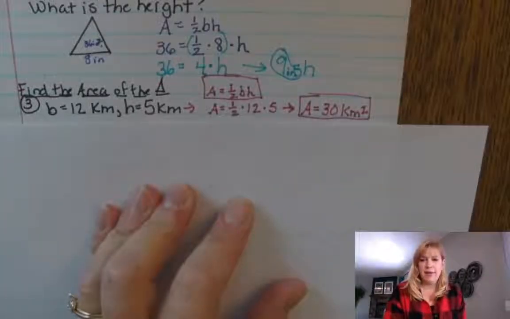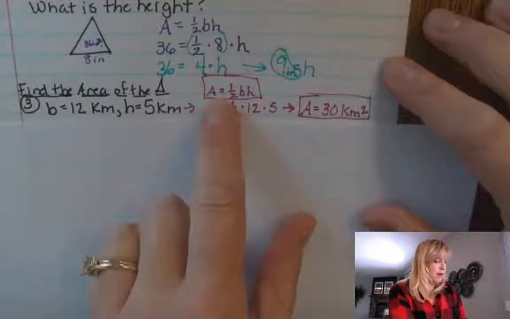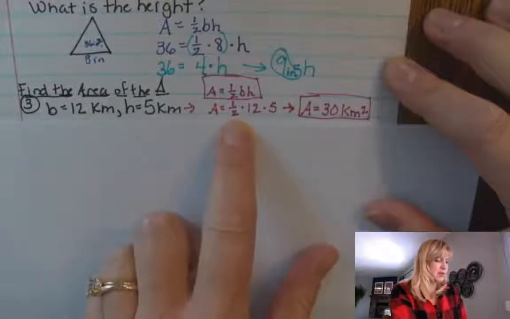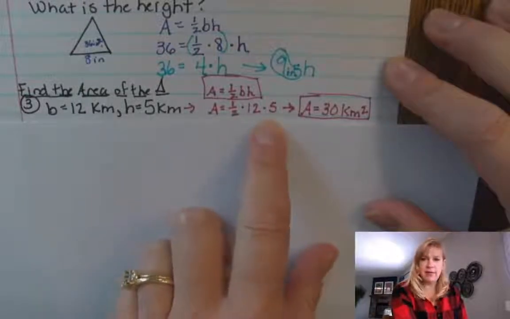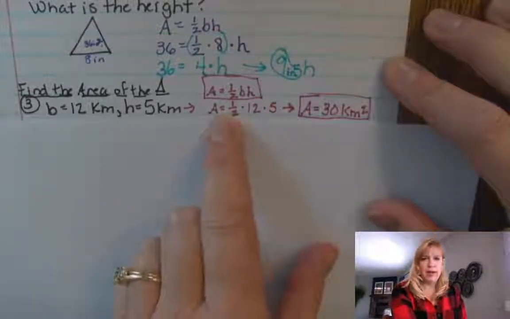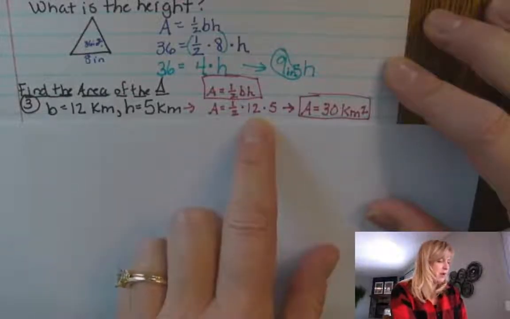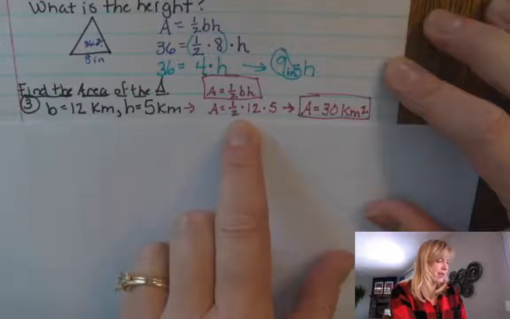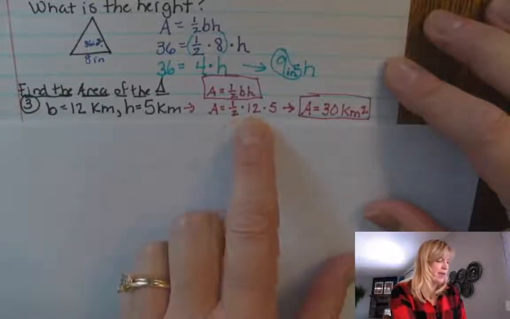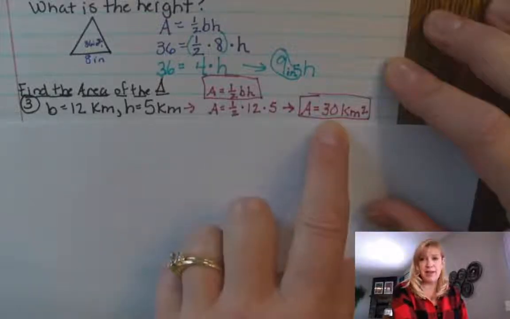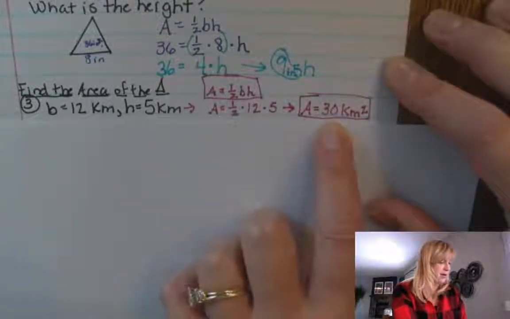Okay, so the very first one, I have written the formula up here. I have substituted right here, area equals 1/2 times 12 times 5. And when I multiply all those together, you can do them in any order. So you can do 12 times 5 is 60, and half of that is 30, or you can do 1/2 times 12 is 6, times 5 is 30. Either way, you get to 30 kilometers squared.